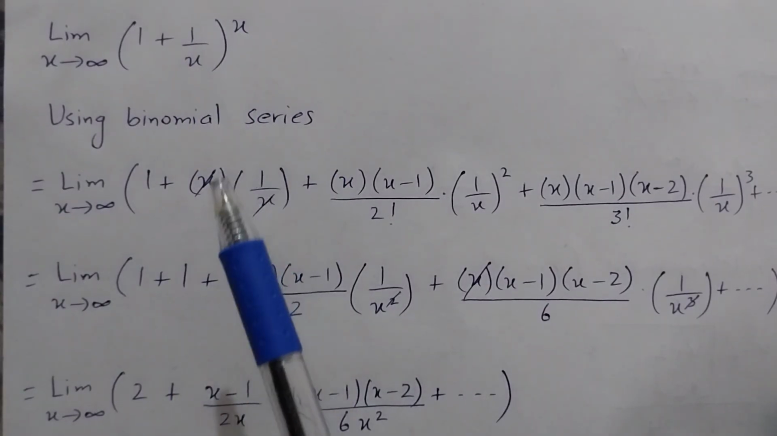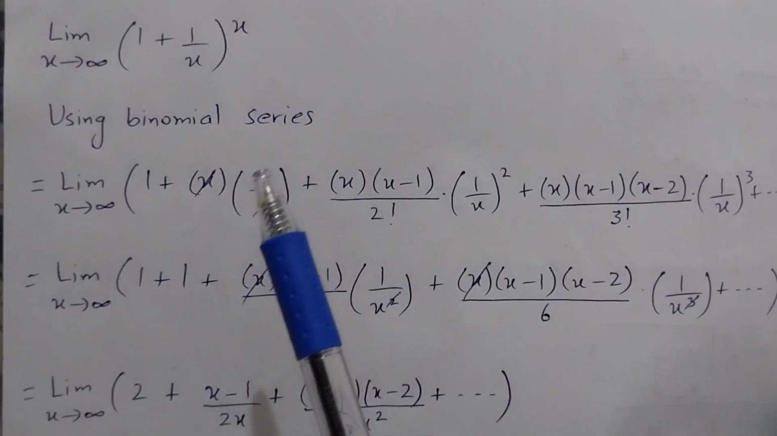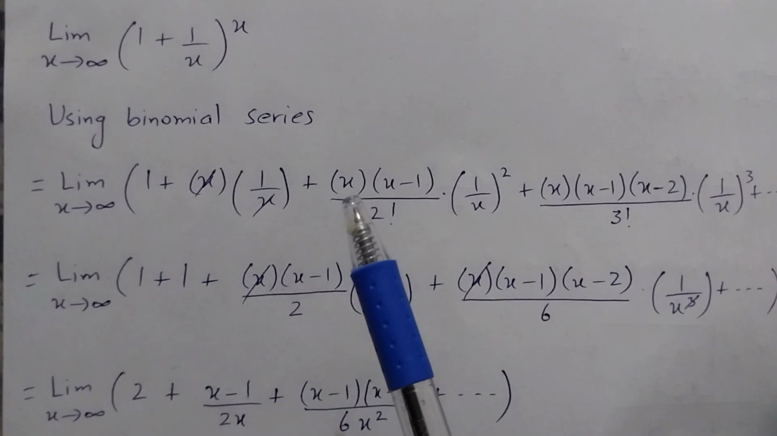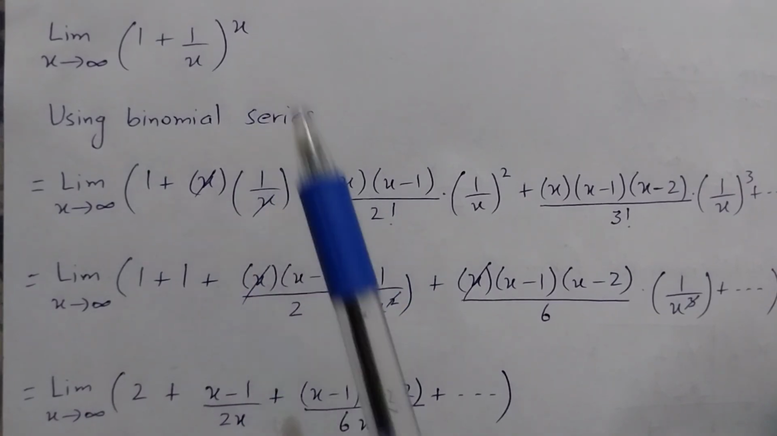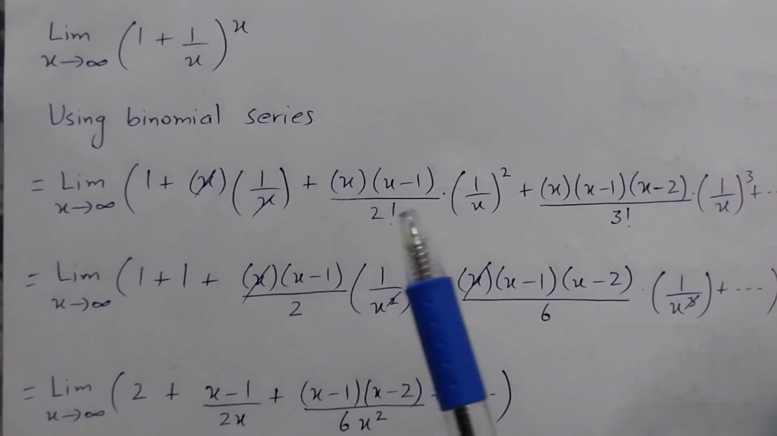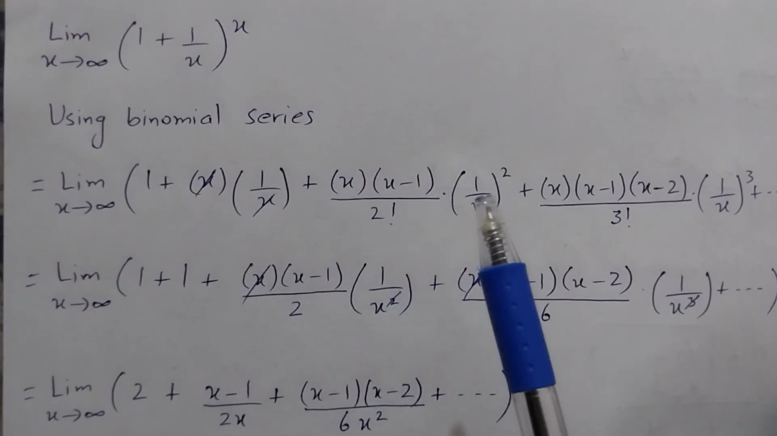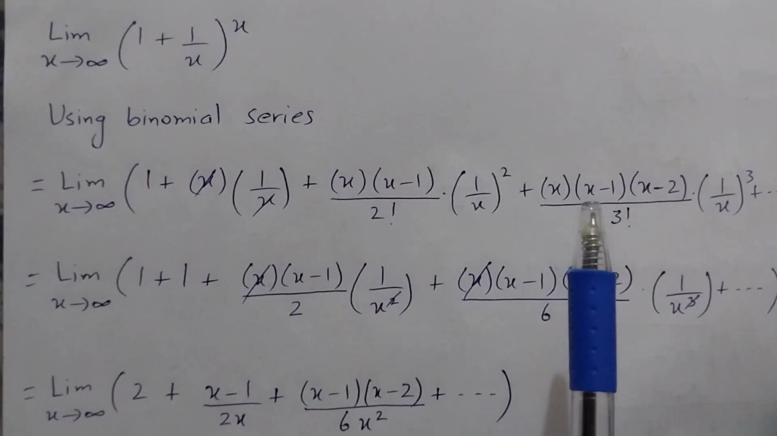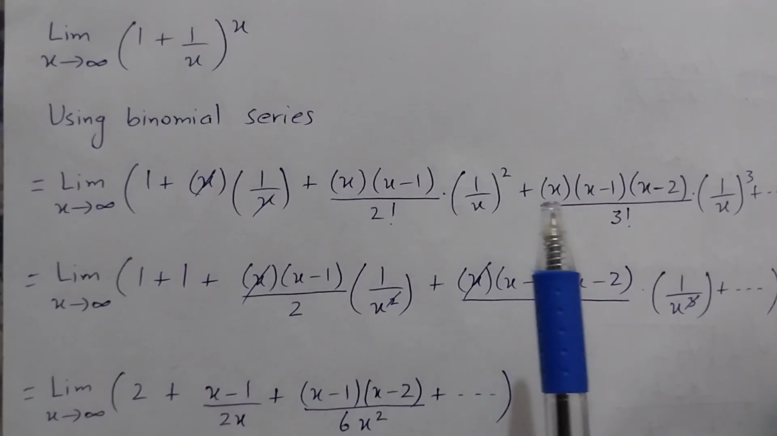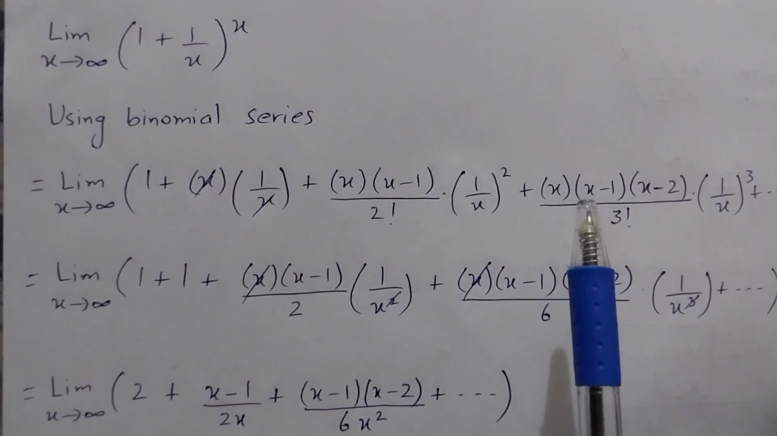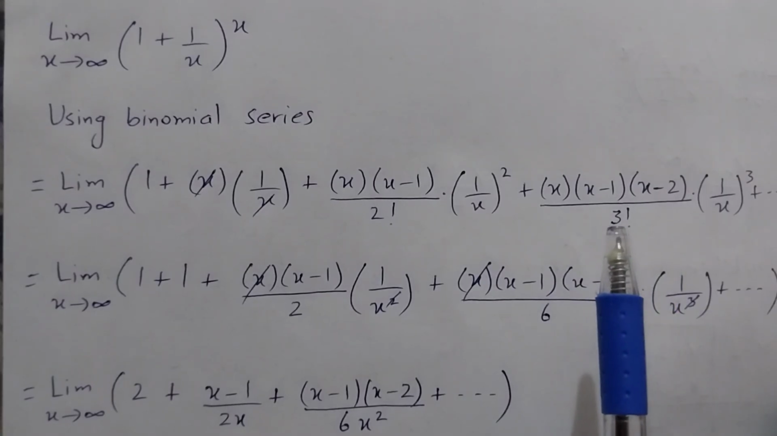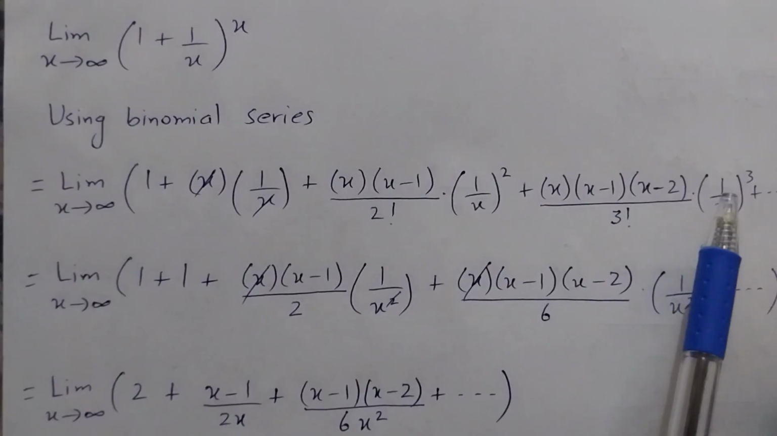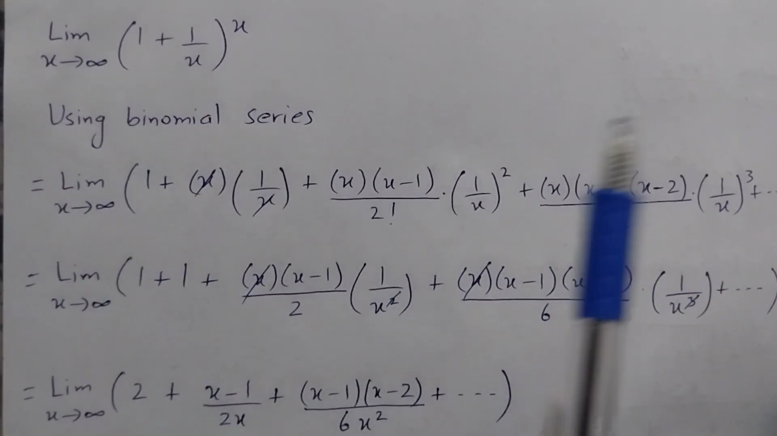So 1 plus n, which is x, into the second term, which is 1 over x, plus n, which is our power x, into n minus 1, x minus 1, over 2 factorial, times the second term squared, 1 over x squared, plus n, which is x, into n minus 1 into n minus 2 over 3 factorial, times the second term cubed, 1 over x whole cubed, and so on. This goes on and on.